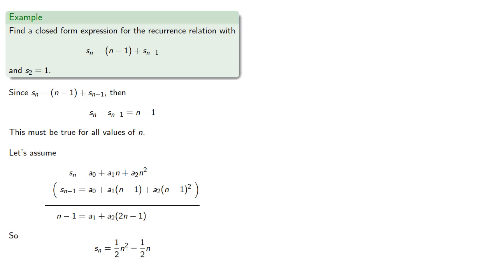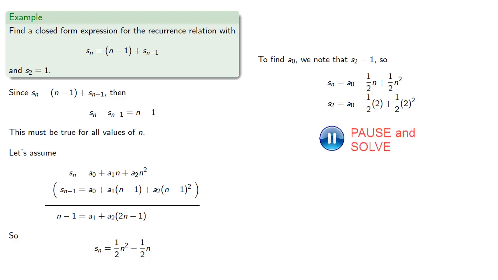Now we still need to find our constant term. To find a0, we note that s2 is equal to 1. So if Sn is given by a quadratic expression, then the fact that s2 equals 1 tells us, which gives us our form for Sn.